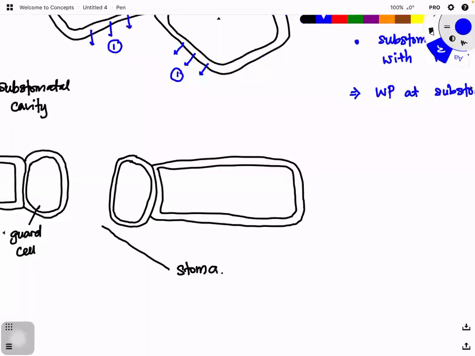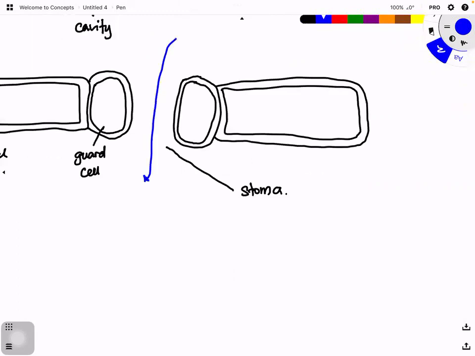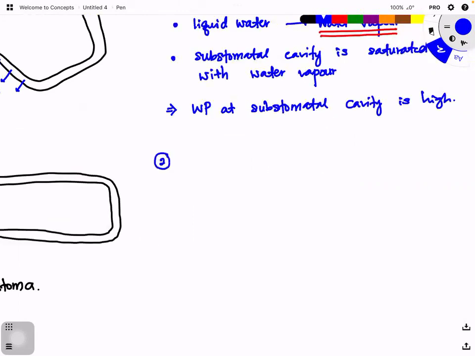Second, when these two guard cells open the stomata, you can see that this water vapor can move out from the substomatal cavity to the atmosphere. So this is process number 2. What is process number 2? Process number 2 is diffusion. During photosynthesis, the guard cells open the stomata, allowing gas exchange to take place, so water vapor now diffuses out.